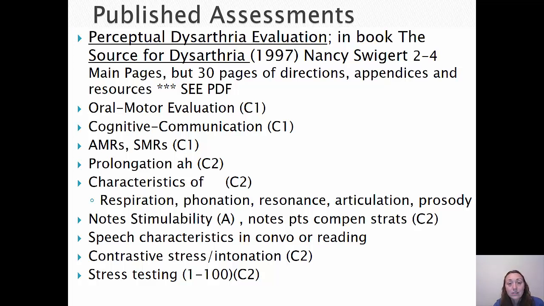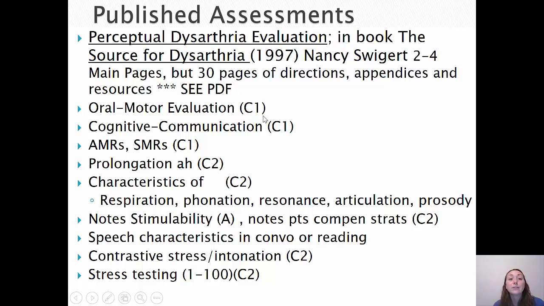However, something I find more clinically intuitive for goal writing is The Source for Dysarthria by Nancy Swigert, whose literature is in motor speech and dysphagia. I made copies of the 30 pages of directions from her book and the appendices, the different references, so you have that informal resource to help guide you. I labeled it by the different pages, so it says C1 at the top of the page, C2, etc.